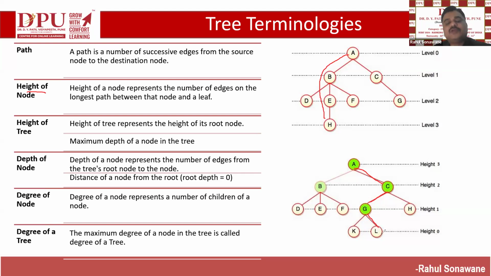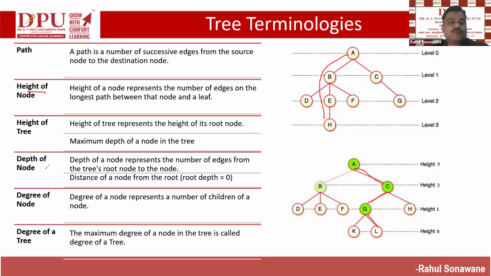Now, the maximum height of any particular node within the tree is the height of a tree. Okay? So for the height of a tree, obviously, which node will have the highest height? By looking at this example, one can say the root has the highest height. Okay.